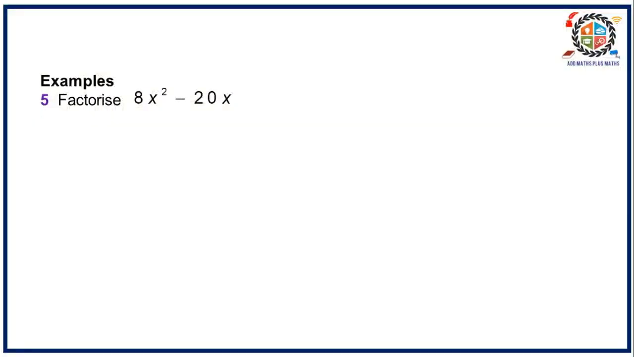The next example is factorize 8x squared minus 20x. You will notice in this example that there are numerical coefficients in both of the terms. So if there are numerical coefficients in both terms, I'll be considering a number that can be a common monomial factor. And if you will notice, I have x squared and x. In the first term there is an x squared, in the second term there is an x. Therefore, I'll be considering at least one x as a common monomial factor.